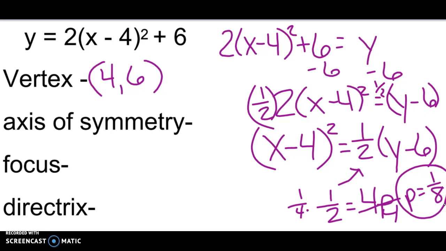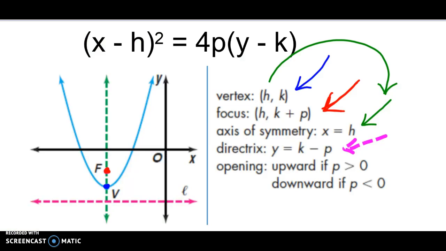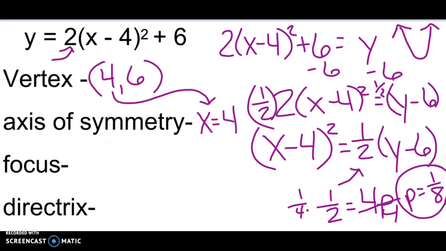So the axis of symmetry, let's see, which way is this one opening? It's opening up and down, right, because that's y. And that's because it is a positive 2. So it's opening up and down. So the axis of symmetry is just x equals 4. It is that value right there. Go back to your formula that you already copied down. The axis of symmetry on this one is x equals the h value. So x equals 4.